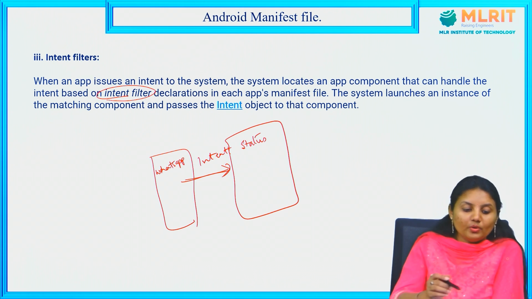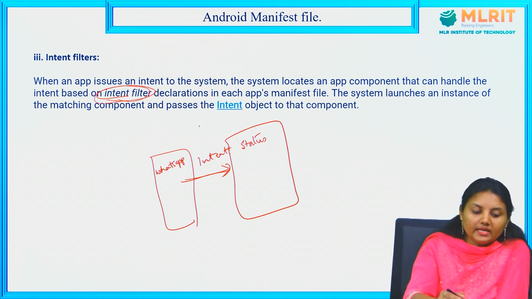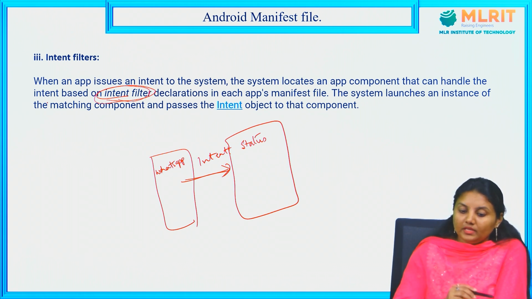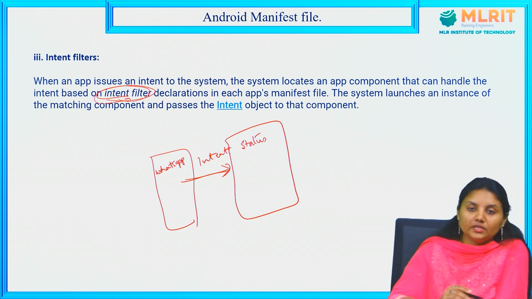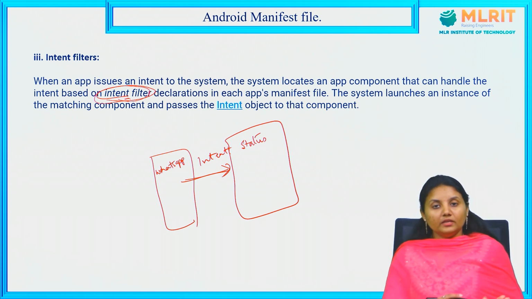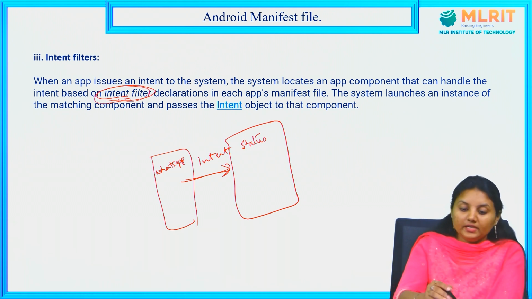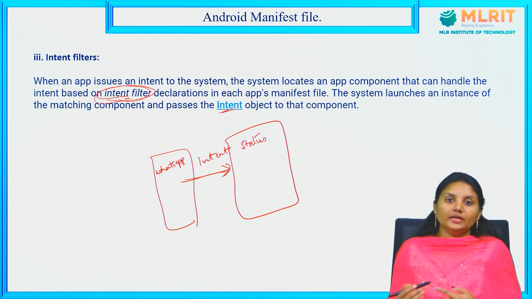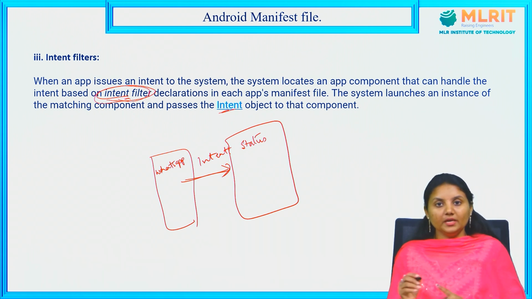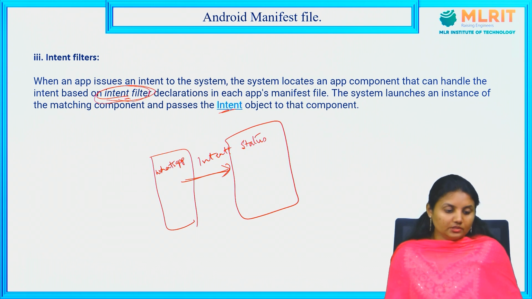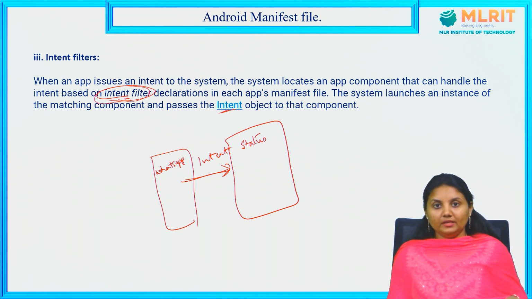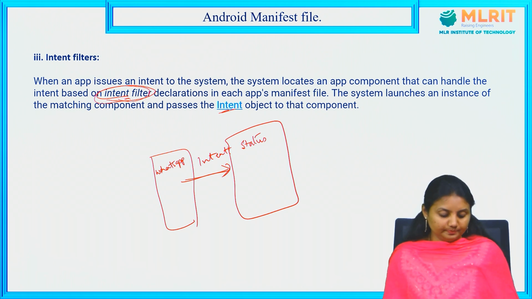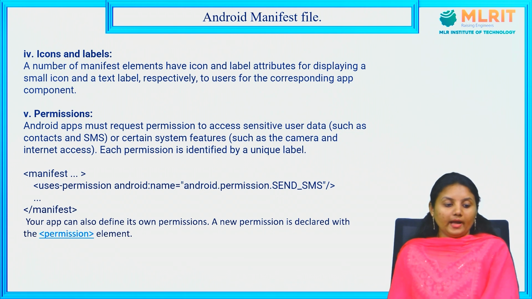We'll discuss the particular types of intents when we discuss intents. But as of now, intent filters are used to declare these intents in the manifest file. The system launches the instance of the matching component. Whatever intent filter you are using, accordingly, if it matches, then it passes the intent object to that component and that will get executed or loaded into your application. So for intents, you use intent filters in the manifest file to declare or define the intents that you are going to use in your application.